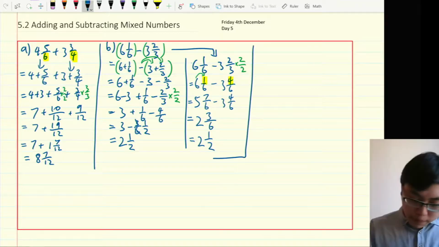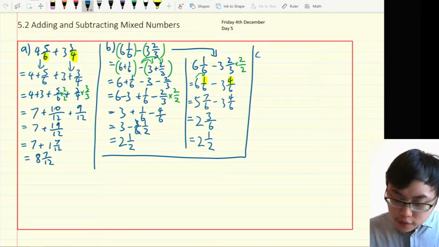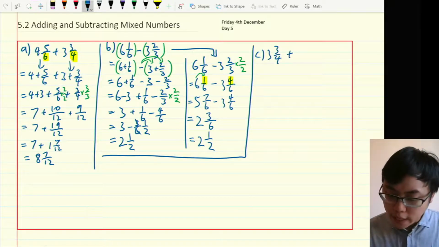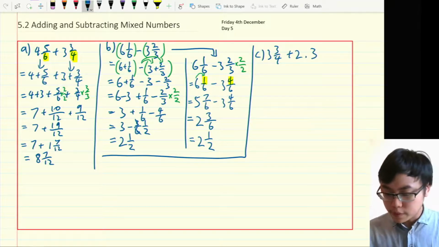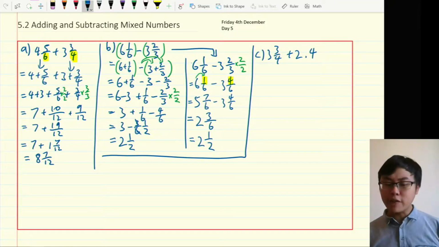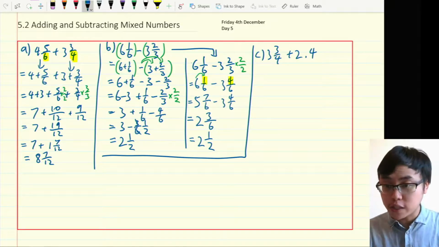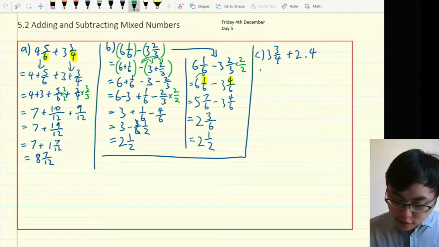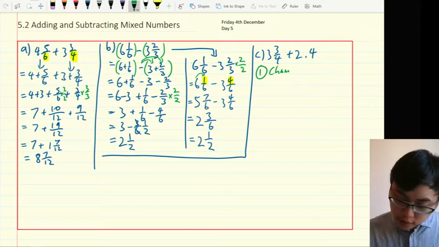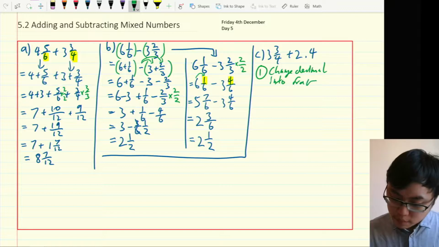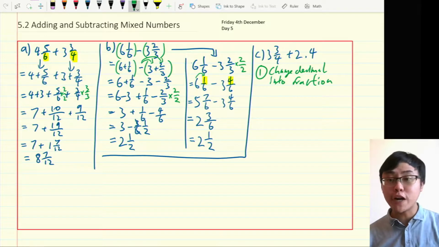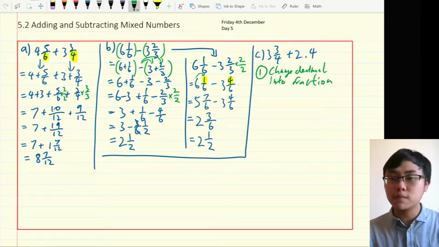Now, I do have a little bit more time to do one more example. This time, let's say that I had 3 and 3/4, and I wanted to add 2.4. Now I have a mixed number and a decimal together. How can I add these two together? First of all, step one is I need to change this decimal into a fraction, because I cannot just add them together. It just doesn't make sense. I cannot add a fraction to a decimal, so I need to change the decimal into a fraction.